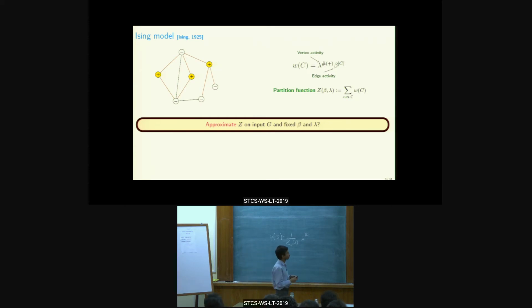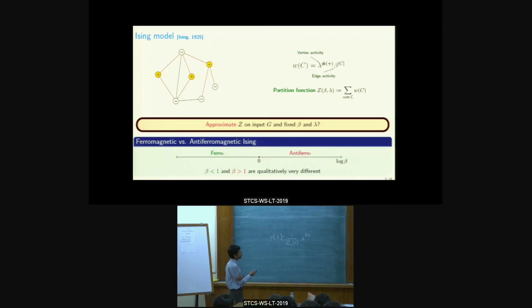For those of you who might have seen this before, beta corresponds somehow to the inverse temperature, if you know what that is, and lambda to the field, but let's not worry about that. The model is completely defined by just these 2 parameters, one parameter lambda, one parameter beta. The weight of each configuration, which is just an assignment of plus or minus spins, is given by this. Now the partition function is the sum of these weights over all these labeled cuts. And again, the question would be to approximate the partition function on a given graph with fixed beta and lambda.